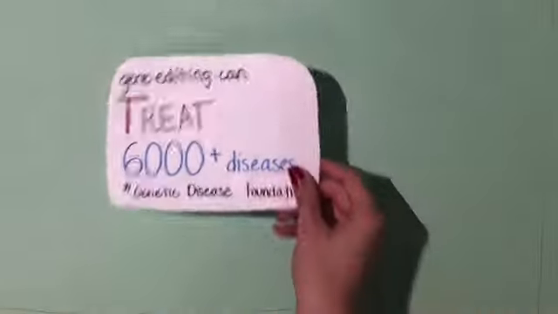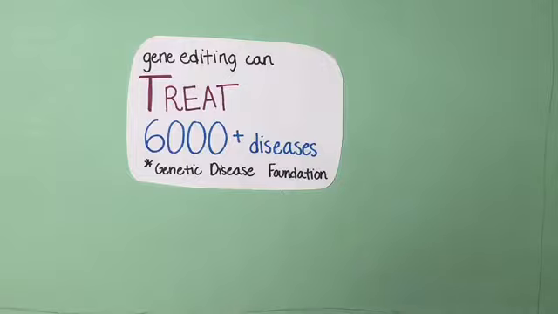What does all of this mean for us as a society? It does mean curing thousands of genetic-related disorders. In fact, over 6,000 of them. The ethics of genetic engineering are controversial and will be for a long time. But one thing is certain.